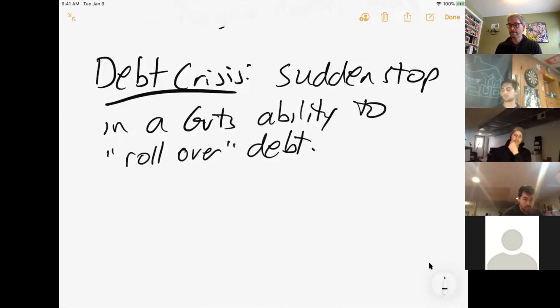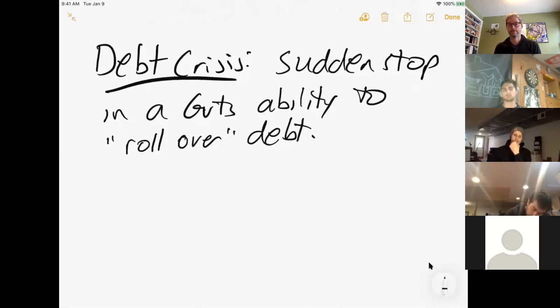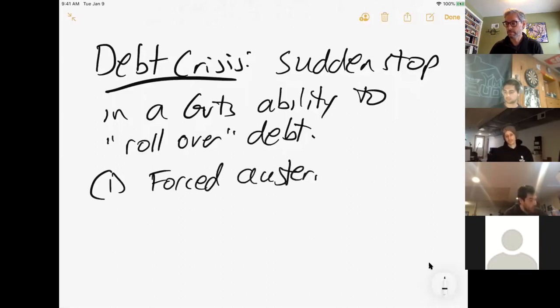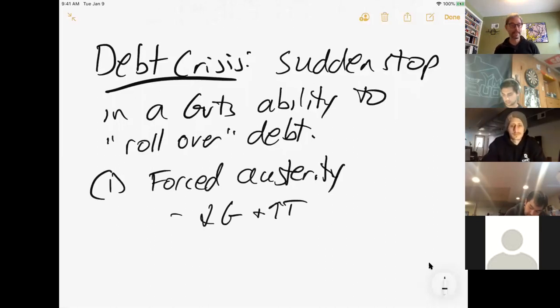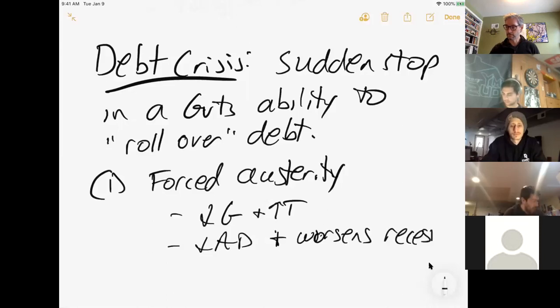What happens? Well, a number of things are probably going to happen to a country that undergoes a debt crisis. One is they're probably going to have forced austerity. And austerity is basically a fancy word for they're going to have to cut spending and raise taxes. Almost certainly this forced austerity is going to lead to a recession and a fall in short-run output, sometimes dramatically.